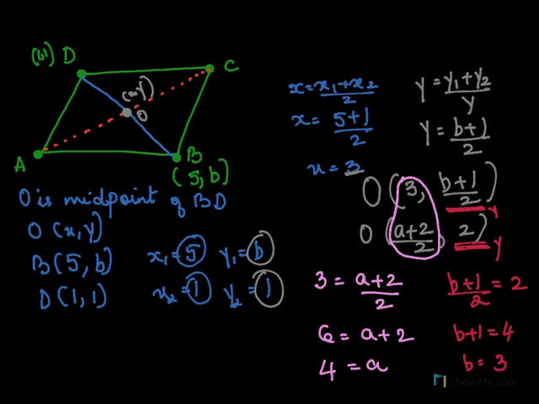So we've got the values of A and B. A is 4 and B is 3. The property we use here: the diagonals of a parallelogram bisect each other. So the midpoint of both the diagonals is the same. First you take one diagonal AC, you find its midpoint by using the midpoint formula. You find BD and find the midpoint and then you equate.